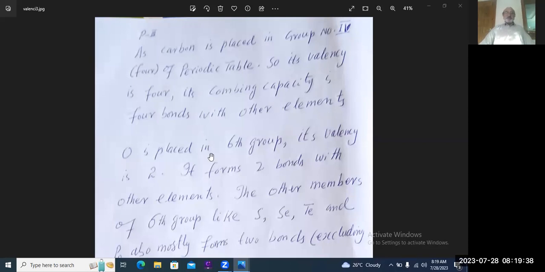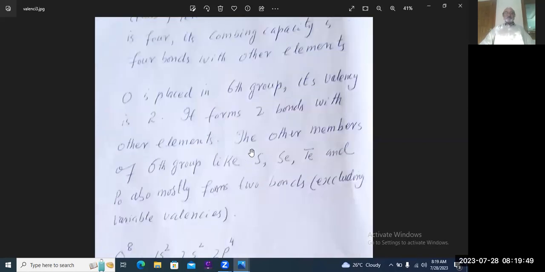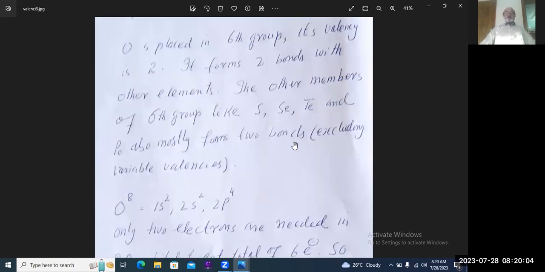Oxygen is placed in the 6th group. Its valency is 2. It forms 2 bonds with other elements. The other members of the 6th group, like sulfur, selenium, Te, and Po, also mostly form 2 bonds, excluding variable valencies.